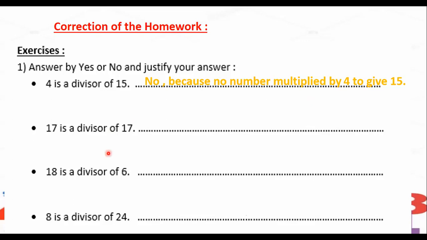If you look at the table of multiplication of 17, it always starts with 1. 1 times 17 is equal to 17. Always the 1 and the number itself are divisors of the same number. So yes, 17 is a divisor of 17 because 1 times 17 or 17 times 1 gives me 17. So 1 and 17 are divisors of 17.